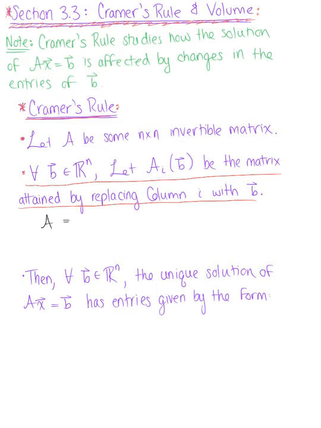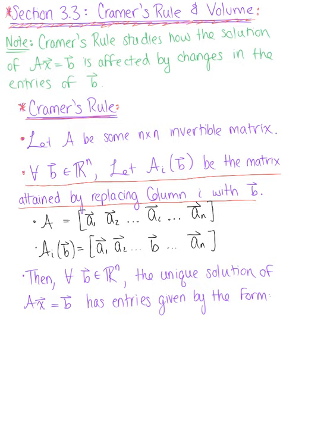So if we have some n by n matrix A defined by column vectors A sub 1, A sub 2, all the way up to A sub, well, somewhere in here we have column vector A sub i, and this goes all the way up to vector A sub n. The matrix A sub i of vector b has the same columns, except A sub i is now replaced with vector b.